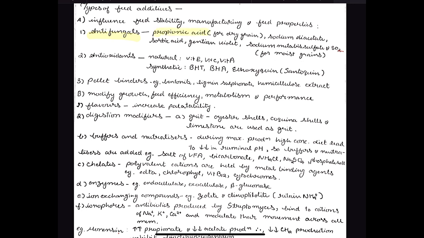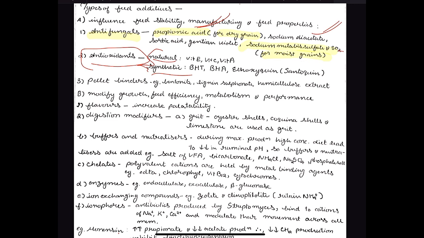So we have propionic acid for dry grain, sodium metabisulfite and SO2 for moist grain, sodium diacetate, sorbic acid, and gentian violet. Out of these, propionic acid and sodium metabisulfite and SO2 are important. Then antioxidants. They are natural and synthetic. In natural, we have vitamin E, vitamin C, and vitamin A. And in synthetic, we have BHT, BHA, and ethoxyquin, also called santoquin. Okay, the examples of antioxidants, both natural and synthetic, are very important for the exam.